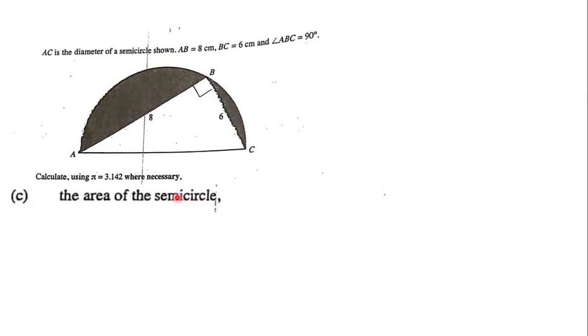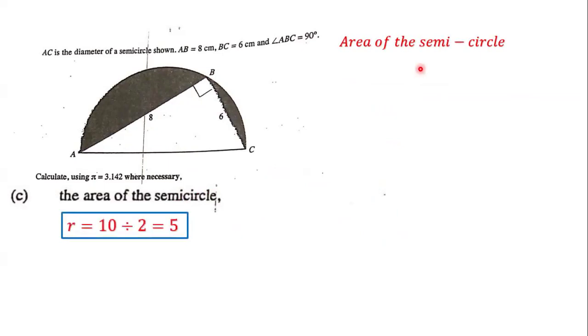Next, we need to figure out the area of the semicircle. Now, what is the area of a semicircle? That's going to be pi r squared all over 2, because that's half of a circle. So we take the area of a circle, which is pi r squared, and divide it by 2. And that's how you get the area of a semicircle. Now, what is pi? Pi is 3.142. What is r? R is half of the diameter. The diameter is 10, that's AC. We divide by 2, we get 5. So the radius is 5.